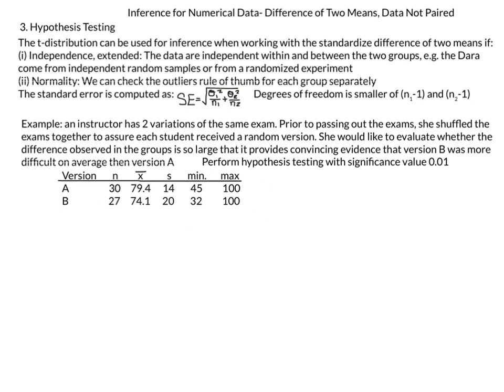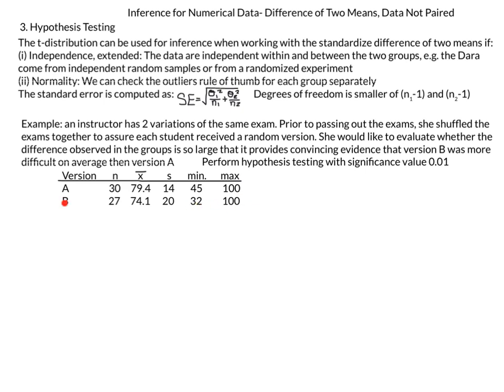So here we have our sample, what happened. We have version A, version B. There are 30 people who took version A, 27 who took version B. The mean score on version A was 79.4. The mean score on version B is 74.1. So certainly if you got version B, you might complain that maybe version A was easier. And that's the point of our hypothesis testing. Standard deviation is 14 for A, 20 for B. The min and max scores for version A are 45 and 100.